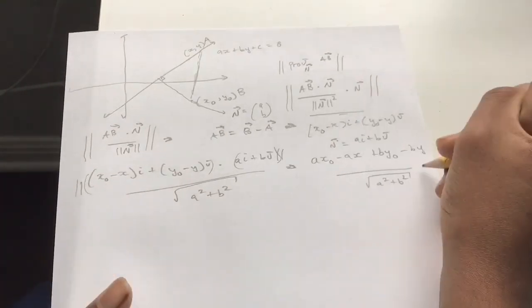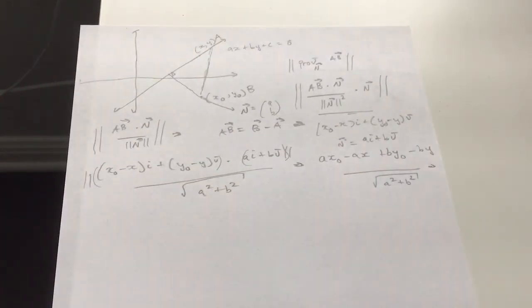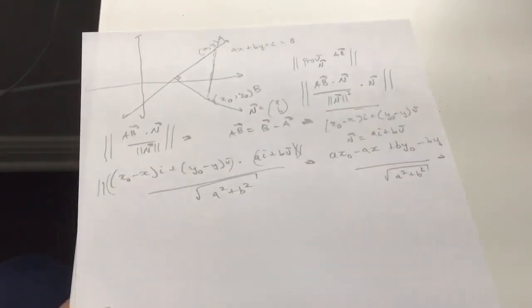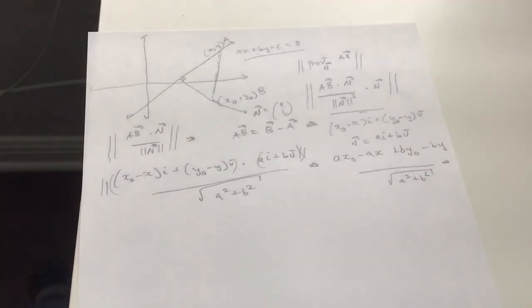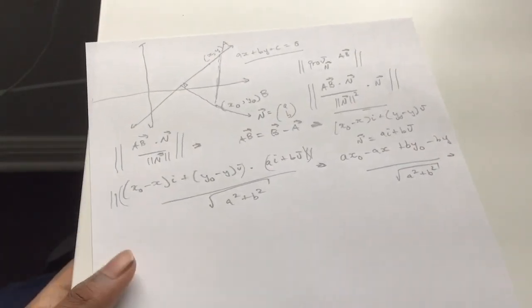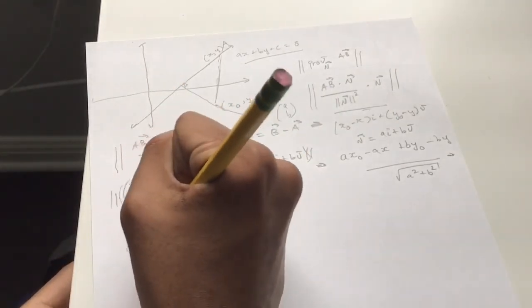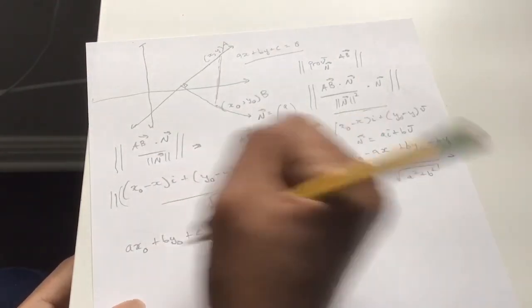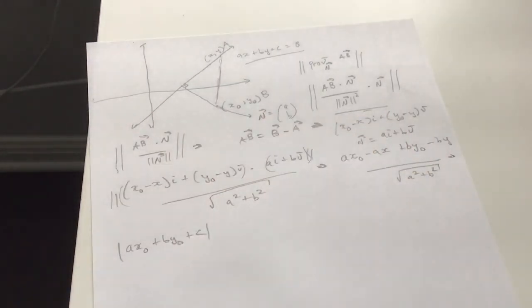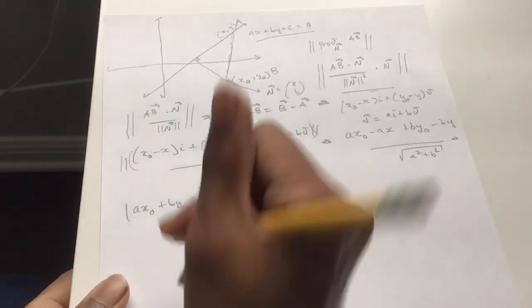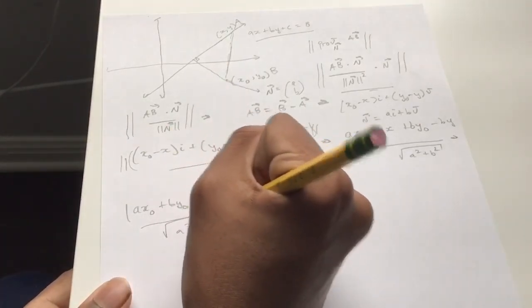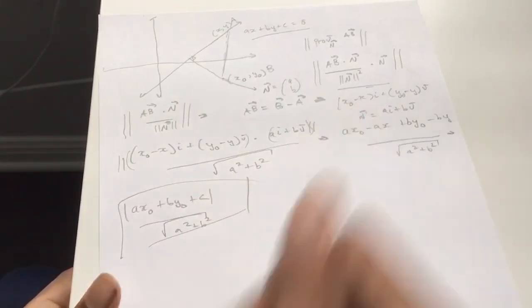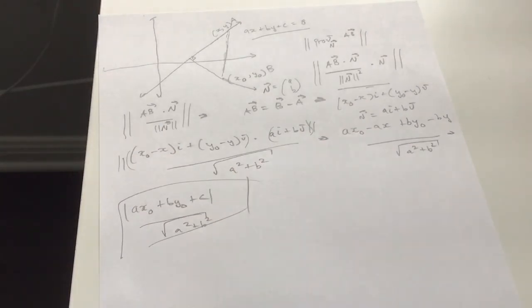Now we're almost done. All we need to do is simplify negative ax minus by. Because we know that ax plus by plus c is equal to 0, we have negative ax minus by is equal to c. So we can rewrite this as a x naught plus b y naught plus c. And if this value is negative, we want to take the absolute value, because the distance is always positive, over root a squared plus b squared. And this indeed is the formula for the distance between any point x naught, y naught, and the line.